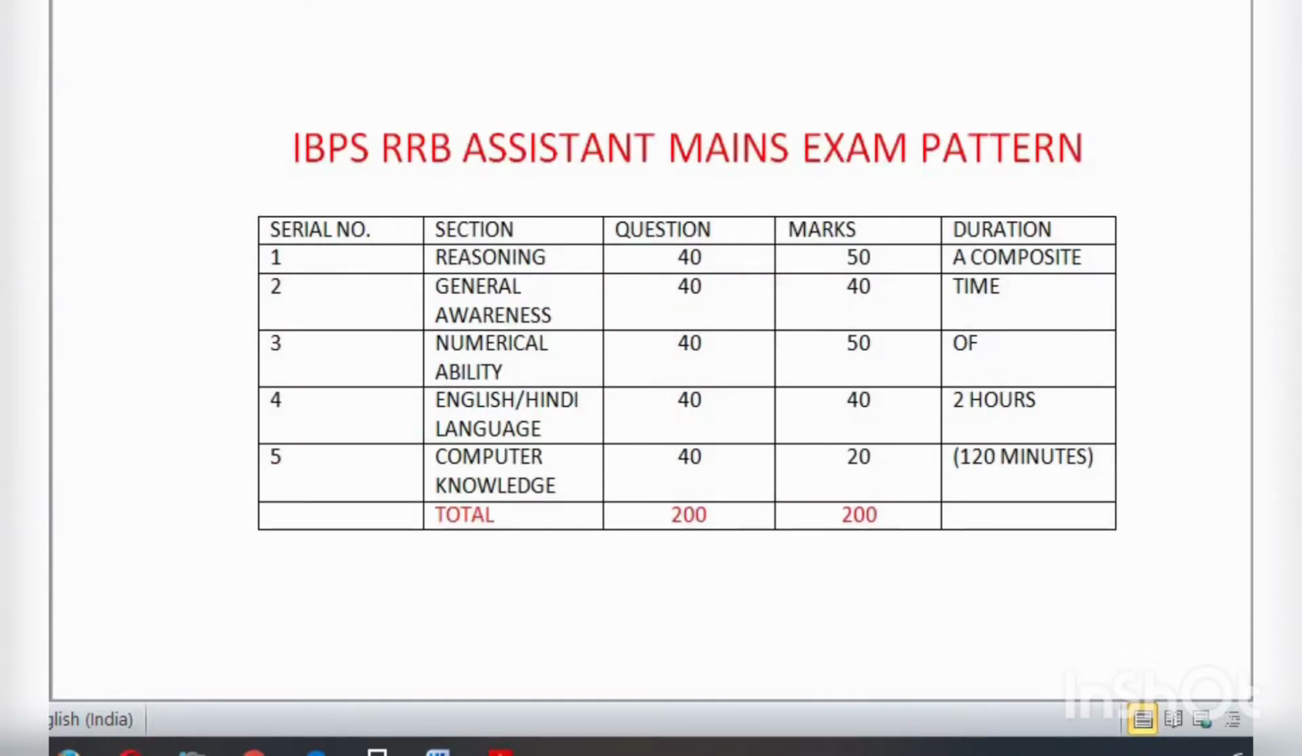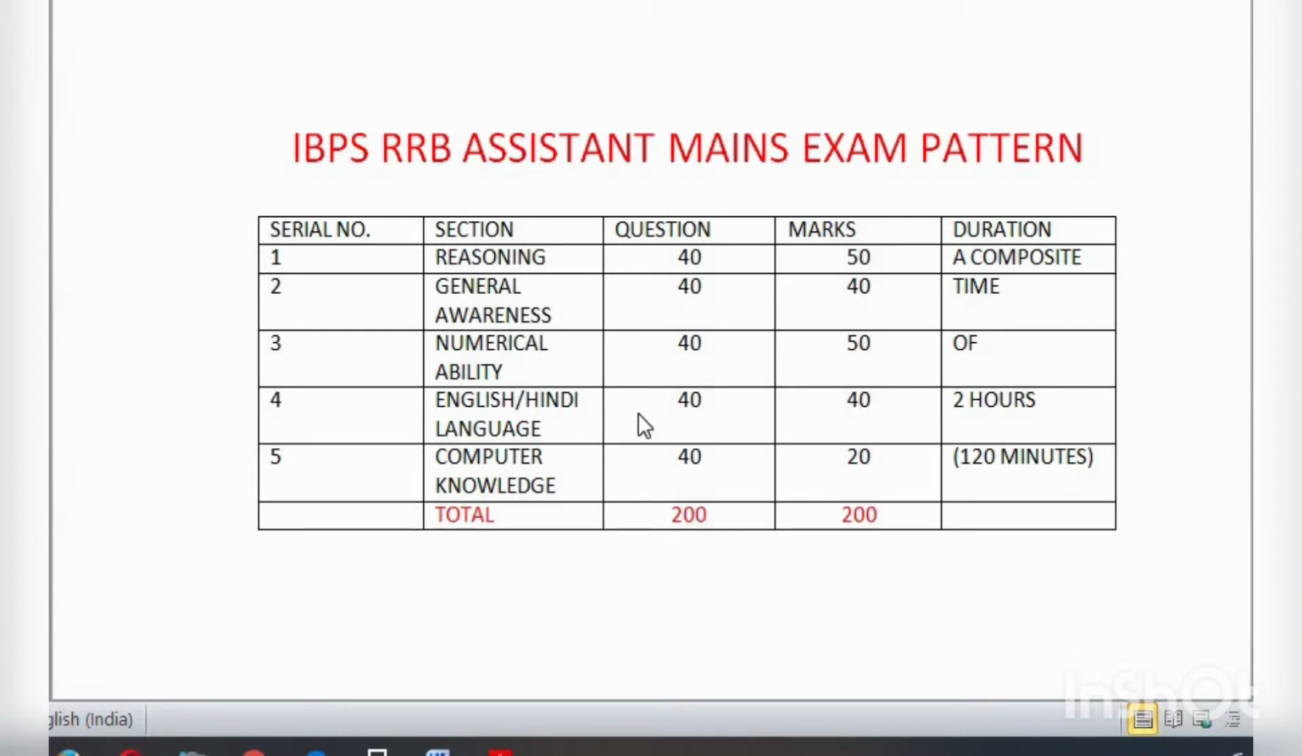Now in the case of the IBPS RRB Assistant mains exam pattern, there will be 5 sections instead of 2. Apart from reasoning and numerical ability, there will be an additional 3 sections of general awareness, English language and computer knowledge. So we can have a look at it. Reasoning consists of 40 questions of 50 marks, and general awareness consists of 40 questions of 40 marks. Numerical ability consists of 40 questions of 50 marks.